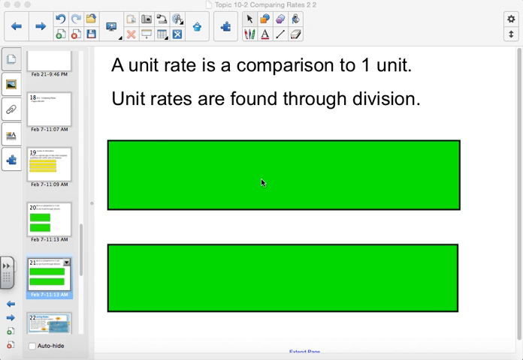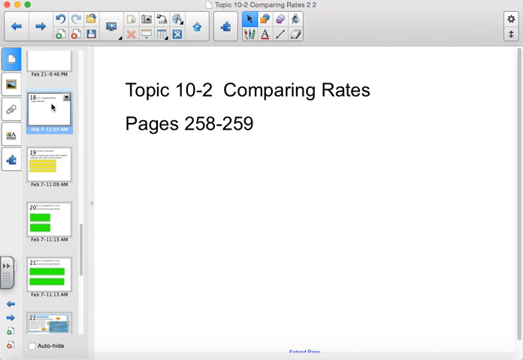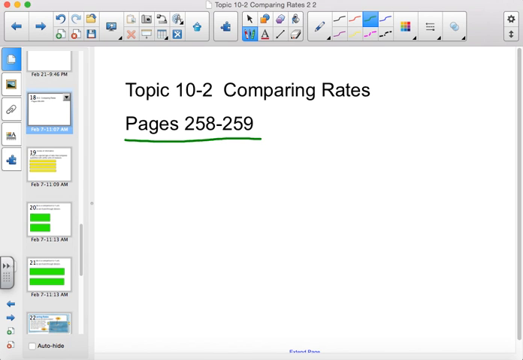Right, here we go, kids. We are going to be talking about topic 10.2, comparing rates. You will need to open your book to pages 258 and 259. So pause the video and do that right now.